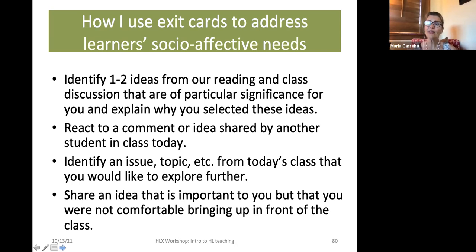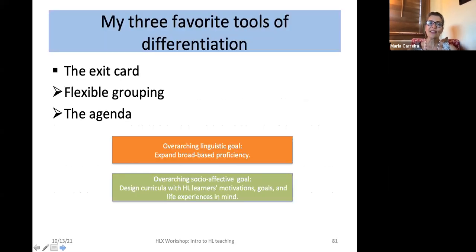I have undocumented students in my class, and when the conversation veers towards that, they're very uncomfortable talking. The exit card gives them the opportunity to express themselves without revealing something that they're very uncomfortable with. So notice what these do for me. If students tell me that they're interested in a topic, or in something somebody said, I can create flexible groupings so that they can discuss those topics, right?